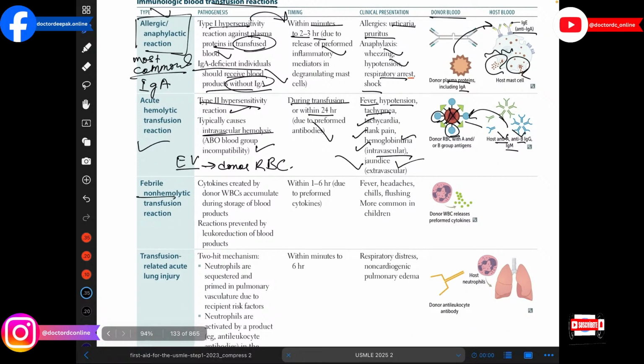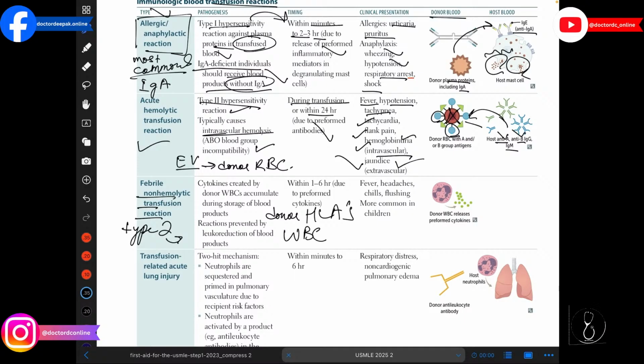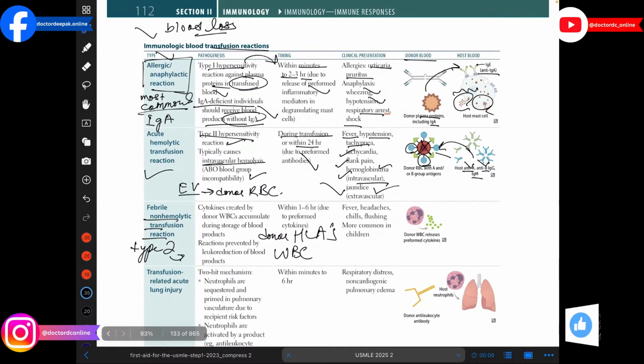Now we are going to the febrile non-hemolytic transfusion reaction. It is a type 2 hypersensitivity reaction having host antibodies that act against the donor HLAs and WBCs. Like in the previous one, the immune system acted against the antigens present on donor RBCs, and in the allergic reaction against the plasma proteins, but in febrile non-hemolytic transfusion, it is a reaction against the donor's HLA and WBCs.